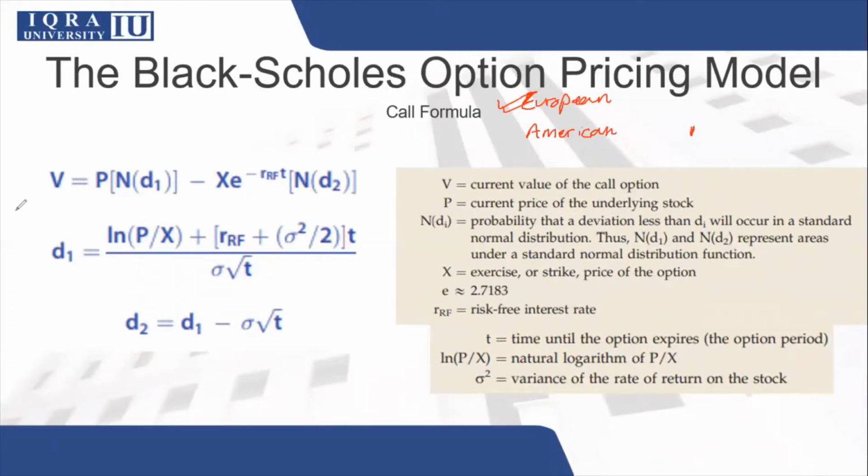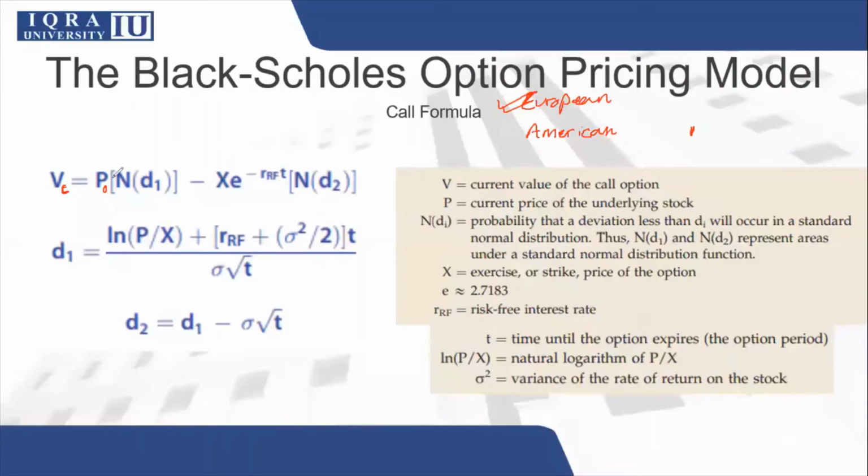Now over here you have the formula. I know it looks a bit scary, but let's break it down. So what does V stand for? It is the current value of the call option. So this is the formula to calculate the price of a call option. Then you have P. This is the current price of the underlying stock. So I'll denote this by P naught. Basically, this is the spot price.